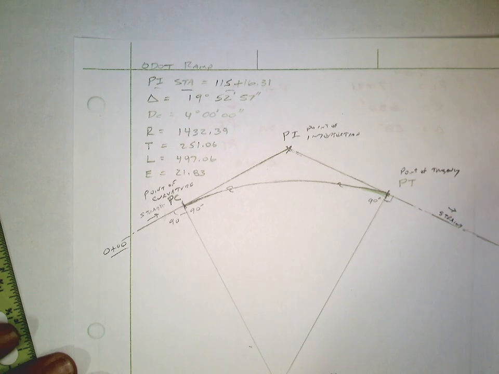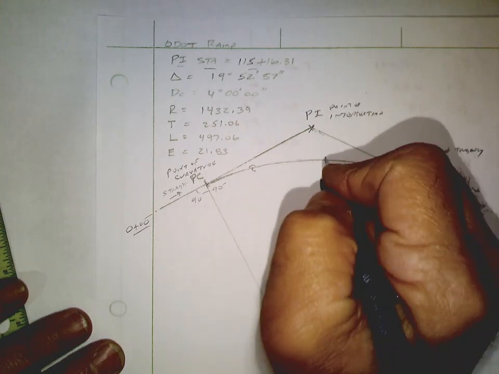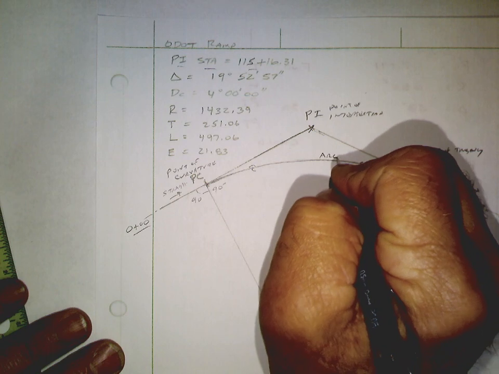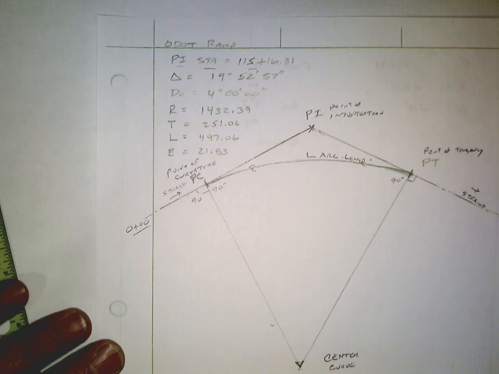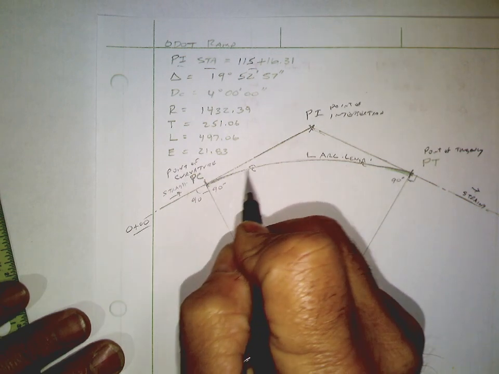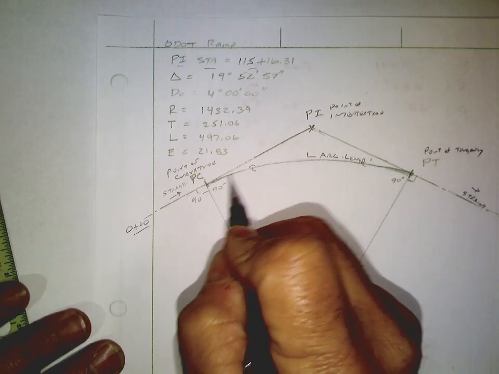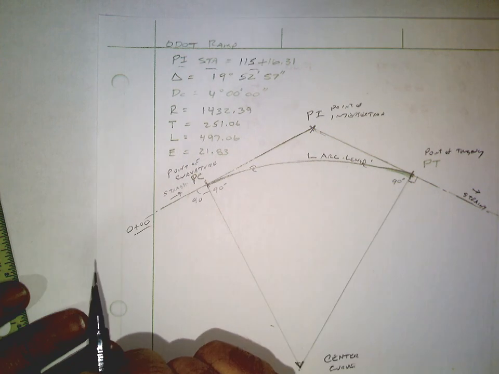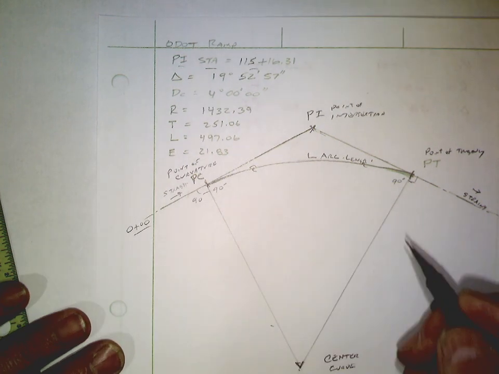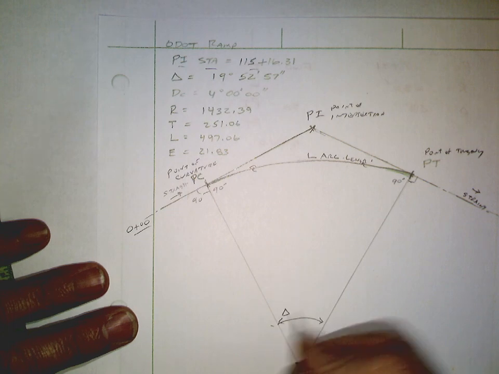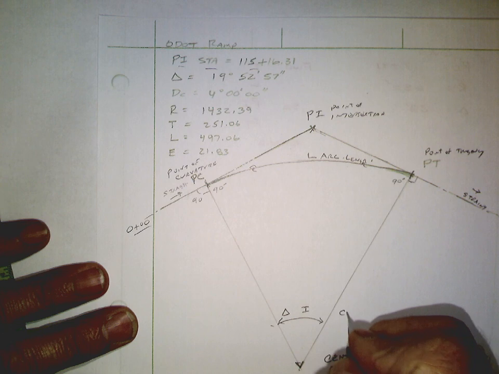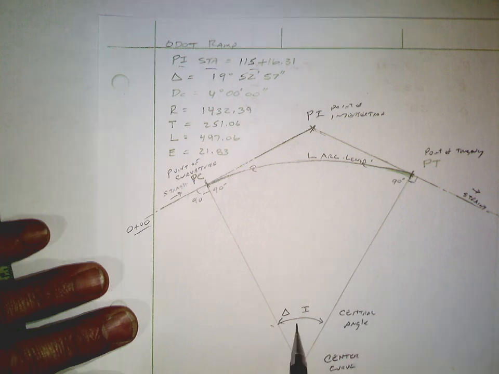Well, there's a couple of fundamental things that we need to look at. One is that this is an arc length, and it's labeled as L. It is the distance as though we were to take a wheel and go right along there, or to take a tape and measure along here, and continues on that center line. This angle that is formed down here is called delta, or I, and is known as the central angle. Some people use the symbol delta, some use the letter I.